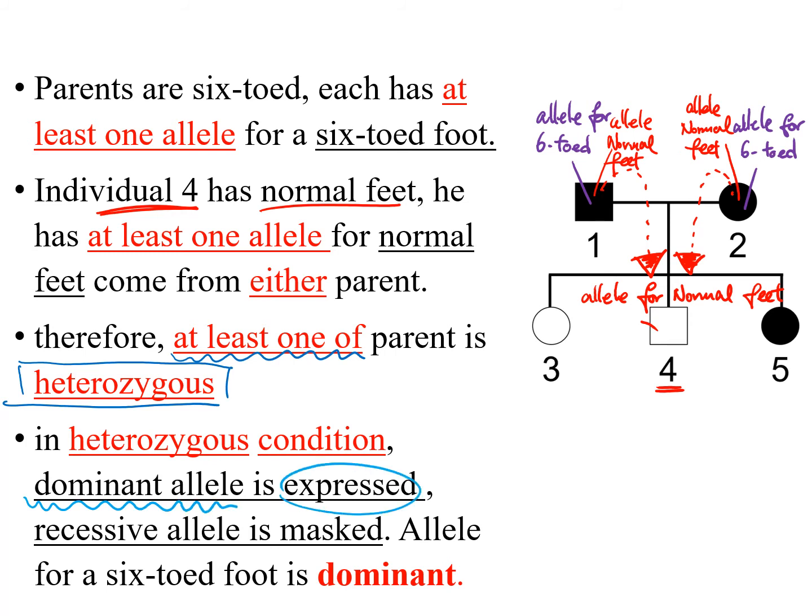While for the recessive allele, it is always masked, not shown. And for parent 1 and 2, they are showing the character of six-toed. Therefore, for the character showing, the allele for six-toed must be the dominant allele with a stronger power to express.